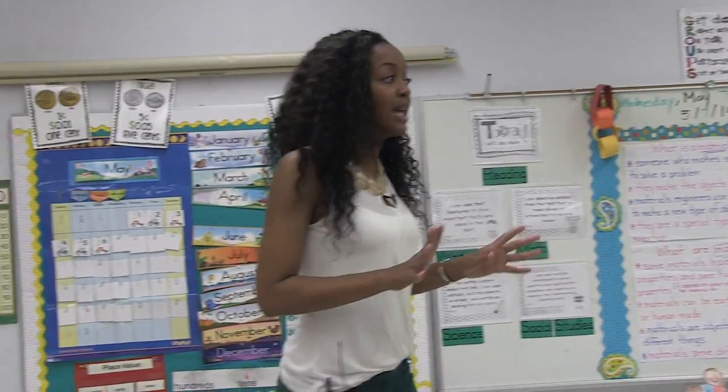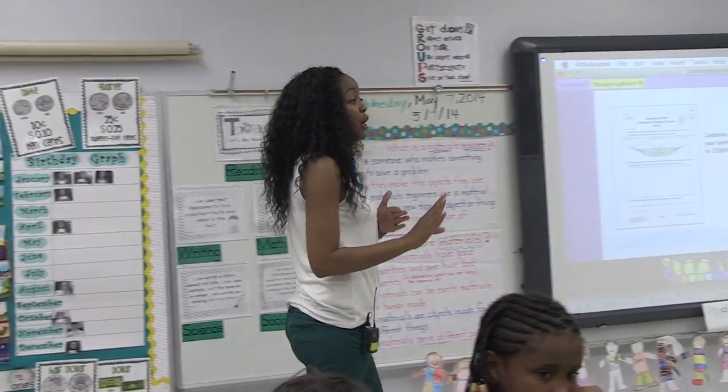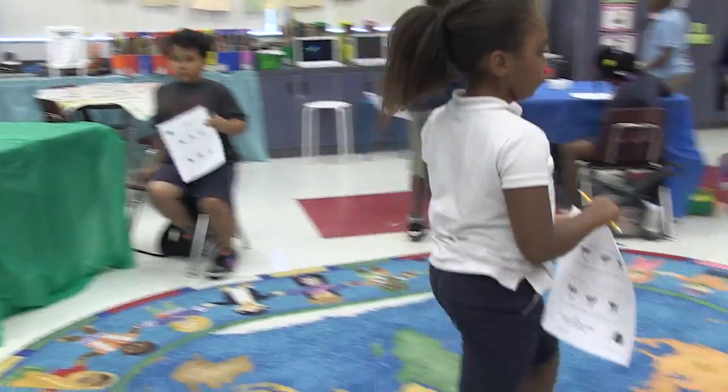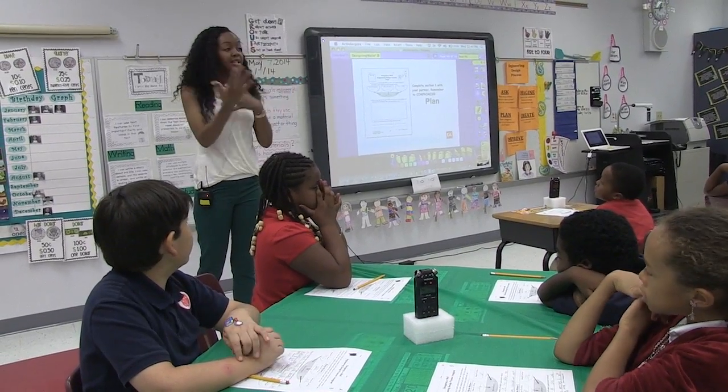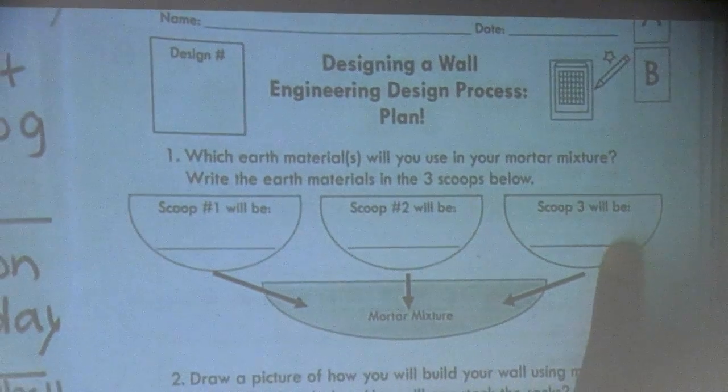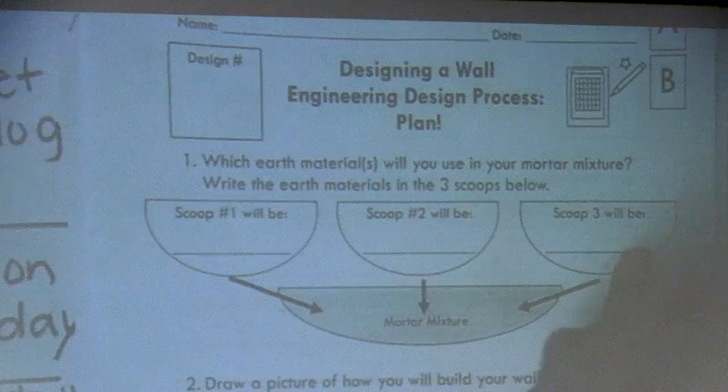So right now, what I'd like you to do is go find your partner. You both will share the 2 types of mortar mixtures that you decided upon. You and your partner have to have the same thing. That's why I'm going to give you about 5 minutes to have a conversation.